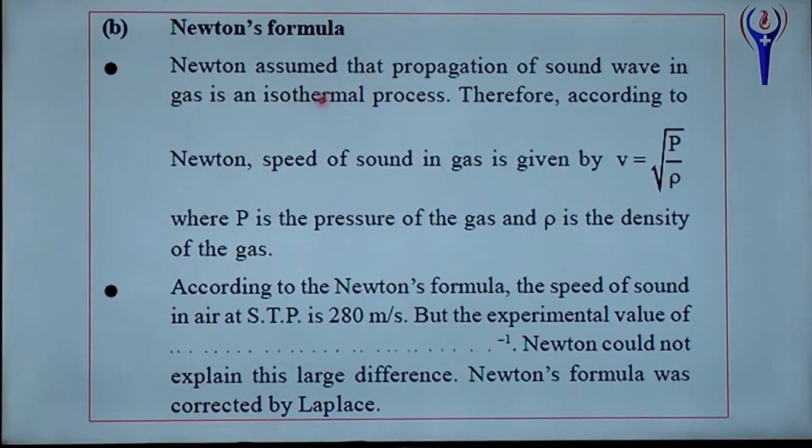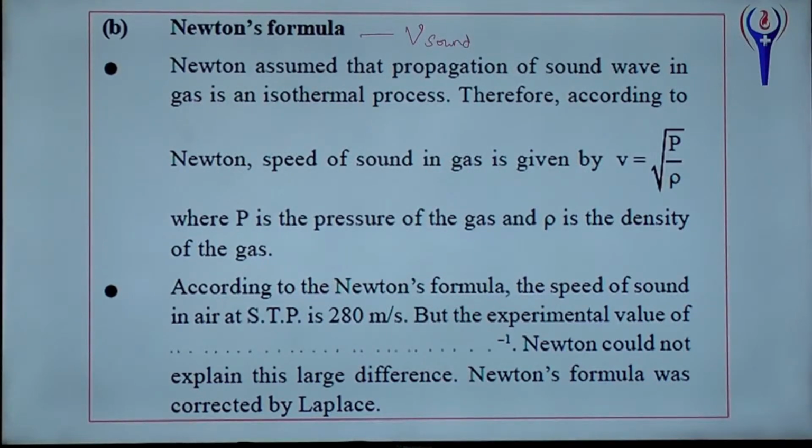Newton's formula. Newton assumed that propagation of sound wave in gas is an isothermal process. What is isothermal? Iso means same, thermal means temperature. Temperature maintained constant, that is isothermal. So according to Newton, actually Newton tried to find the velocity of sound waves.